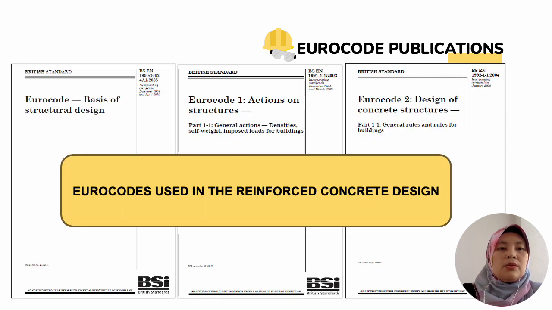These are the Eurocodes that will be used in reinforced concrete design. The first one is Eurocode 0, which covers the basics of structural design. Then we also have EN 1991, Eurocode 1, which covers actions on structures. Eurocode 0 and Eurocode 1 will be used in all types of structures. And then we also have Eurocode 2, which is particularly on the design of concrete structures.